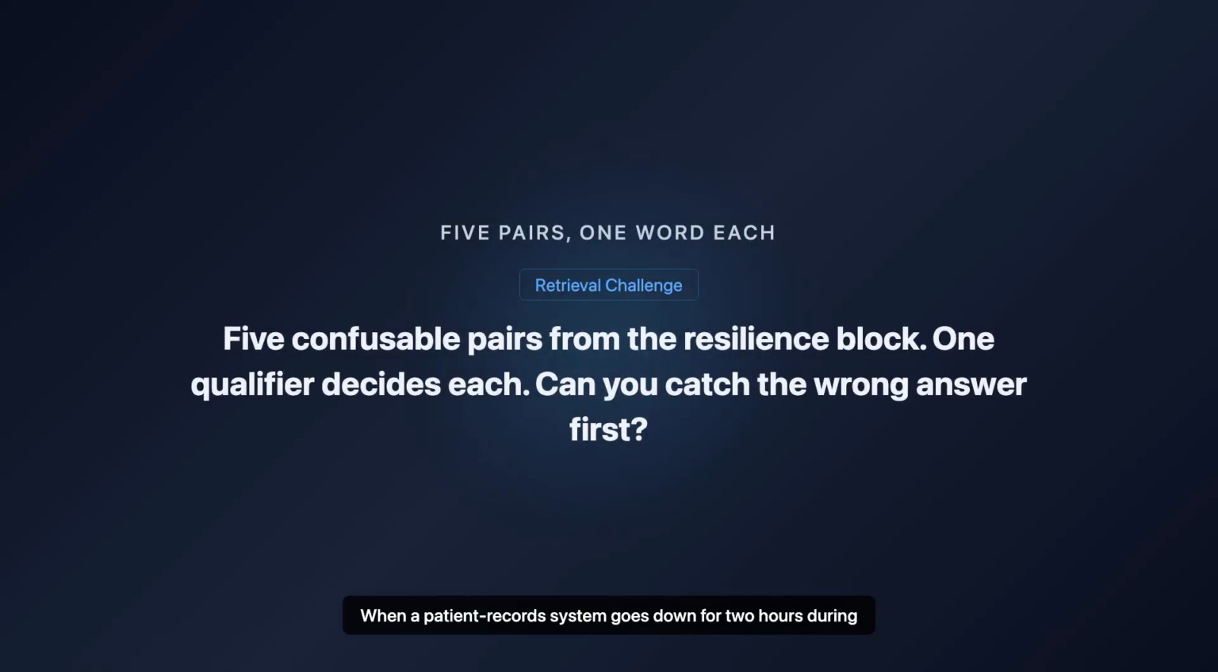When a patient record system goes down for 2 hours during an availability zone failure, the costs mount fast: regulatory exposure, lost revenue, and a scramble to explain what the architecture was supposed to prevent. The difference between 2 hours of downtime and automatic failover in under a minute often comes down to one architectural choice.